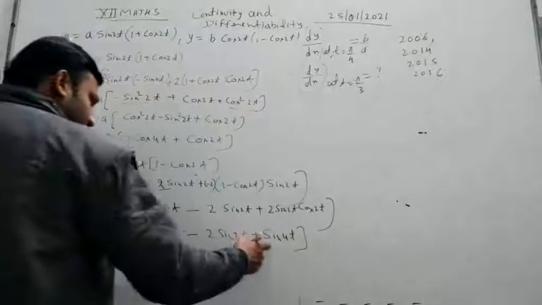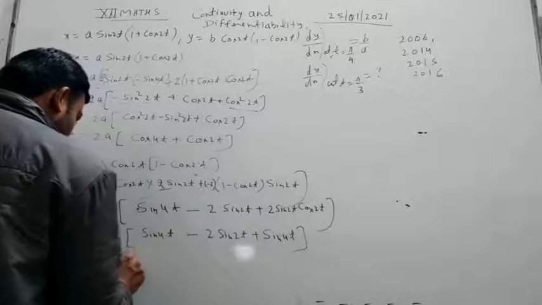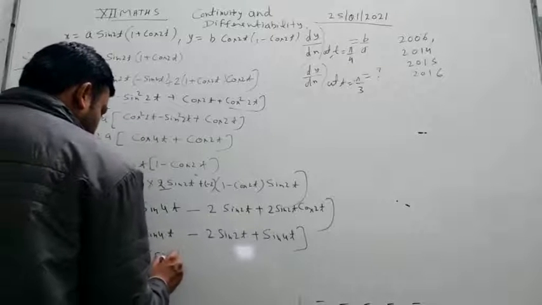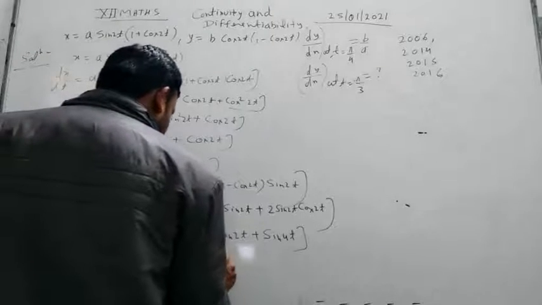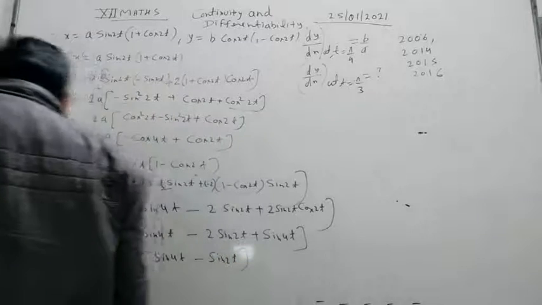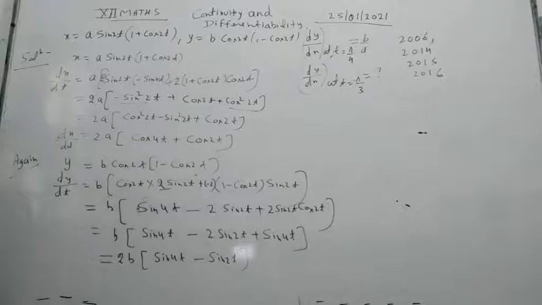So we take 2 outside, and we get sin 4t minus sin 2t. So dy by dt is 2b into sin 4t minus sin 2t.